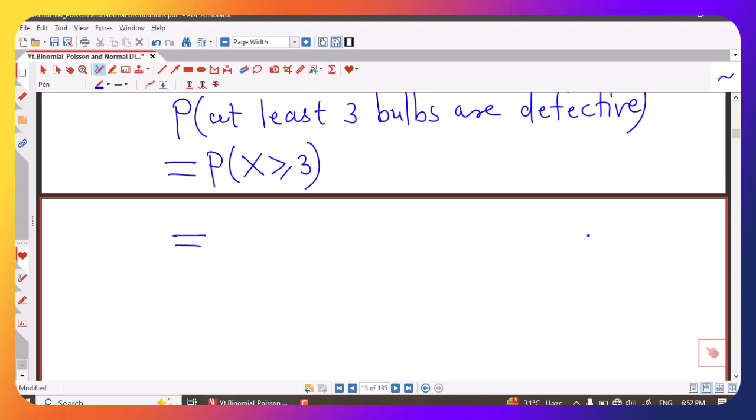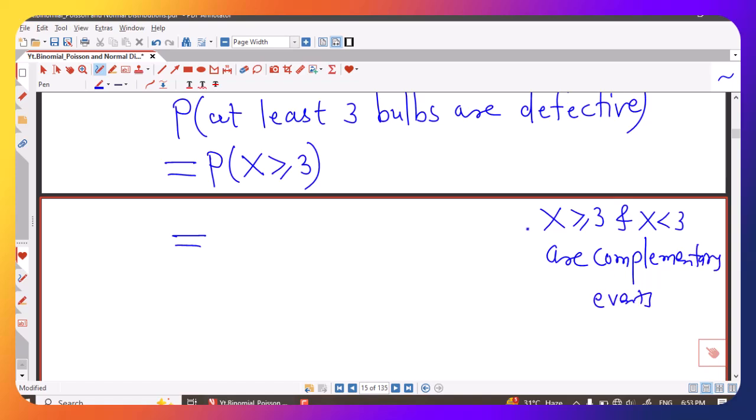And to calculate this we use the fact that if we consider X greater than or equal to 3 and X less than 3, then these two are complementary events. These two are complementary events, therefore the sum of their probabilities is equal to 1. Therefore the probability of this event is 1 minus the probability of its complement, which is X less than 3.